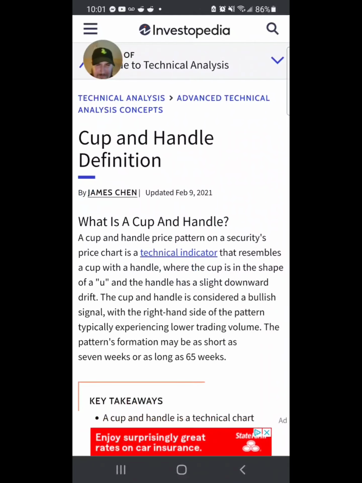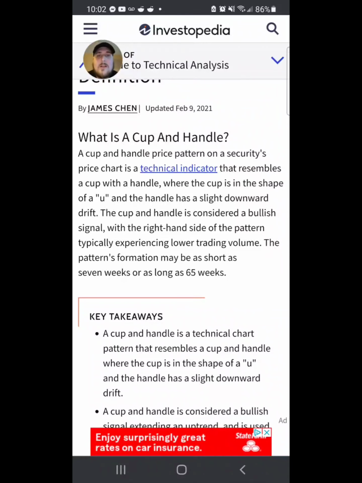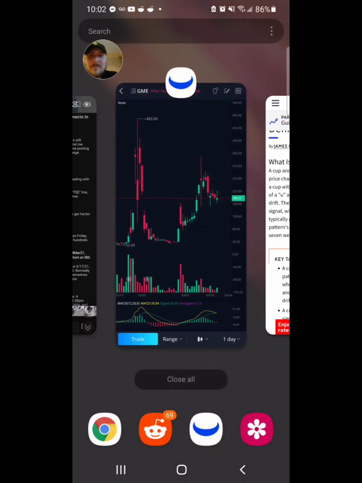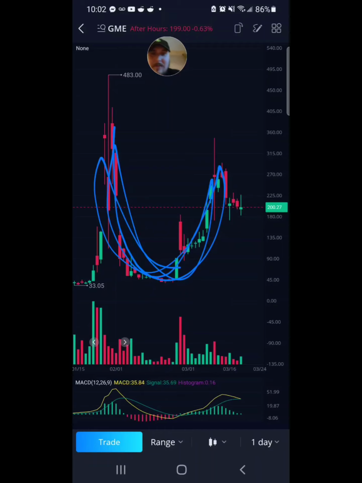All right. So here, we're on Investopedia.com, and we have the definition for a cup and handle. So it says, what is a cup and handle? A cup and handle price pattern on a securities price chart is a technical indicator that resembles a cup with a handle, where the cup is in the shape of a U and the handle has a slight downward drift. Okay, so going off of what they just said there, I'm pretty sure this qualifies. So it said it's a cup with a U shape, again, U shape here, and then we have the handle that goes in a downward motion.